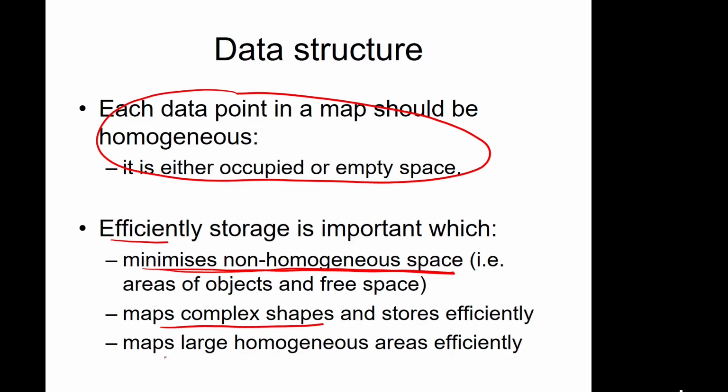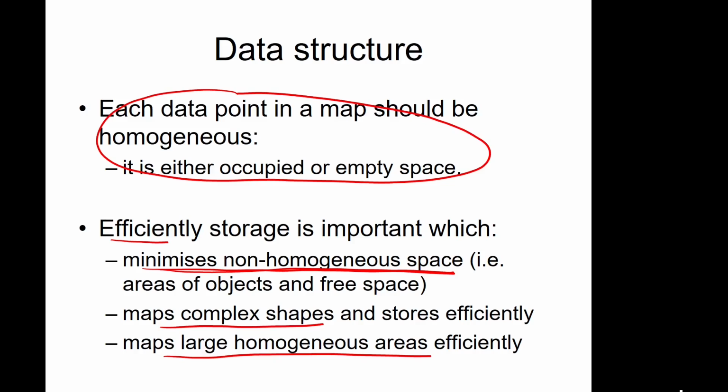Third point is maps large homogeneous areas. So for example, if we have an empty room, that is one large space. If we have a room filled with tables and chairs, that is part objects and part empty spaces.